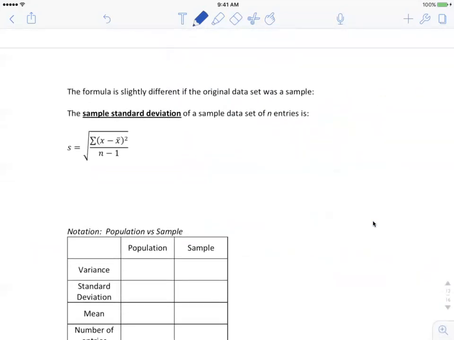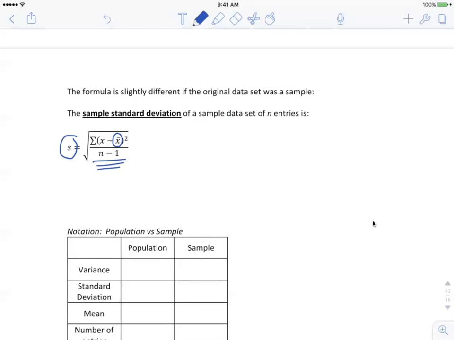There's a slightly different formula for the sample standard deviation, and I guess also you could do sample variance. Notice the difference. The symbols are different. When you see S, that's standard deviation for the sample. Then you have an X bar in there, the sample mean. And then down here is N minus 1. That's the sample size subtracting 1.